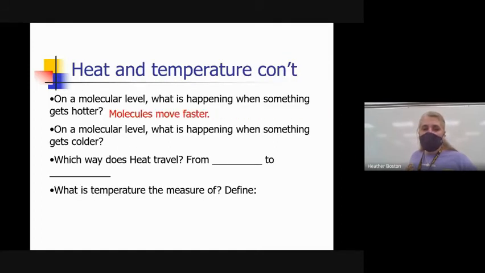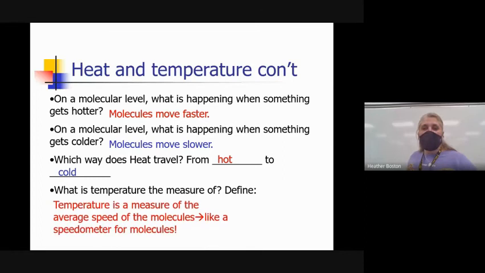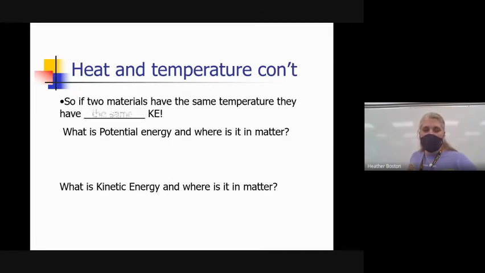So when something heats up or gets hotter, the molecules are moving faster. When something cools down, the molecules are moving slower. And heat always travels from hot to cold. So temperature is a measure of the speed of the molecules. That's what you're supposed to get out of this lecture today: the difference between heat and energy and the speed of the molecules, as opposed to energy transfer due to hot and cold.